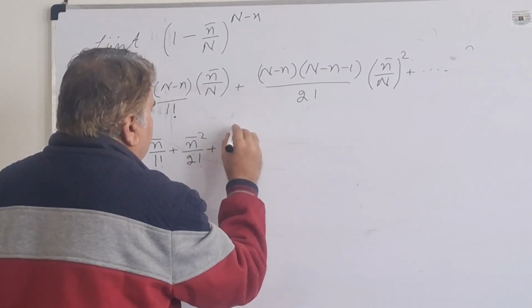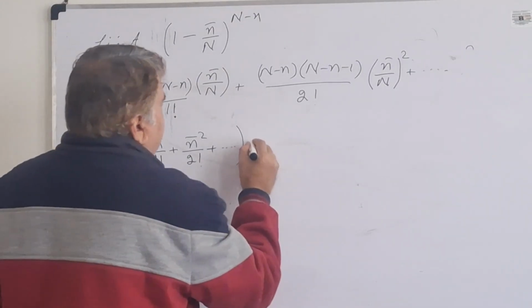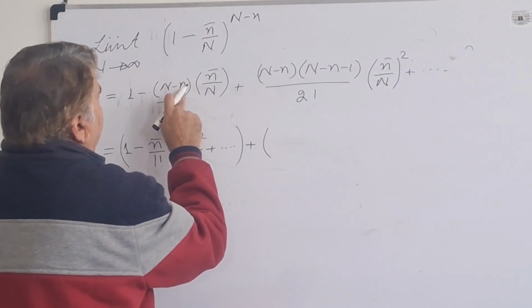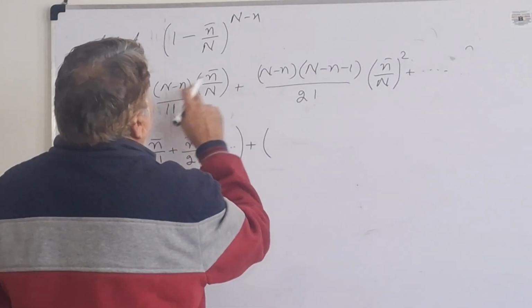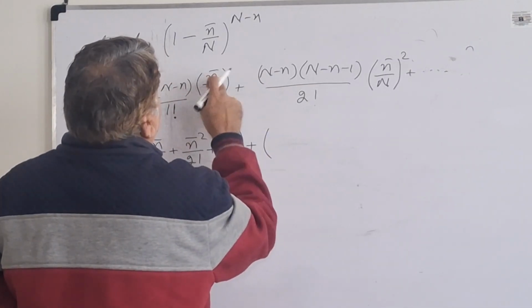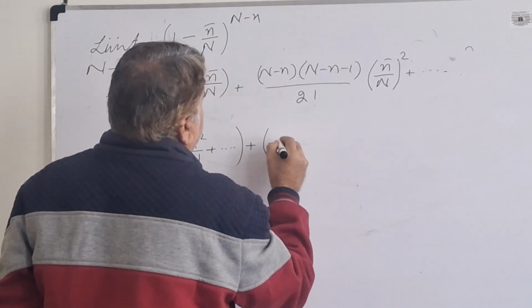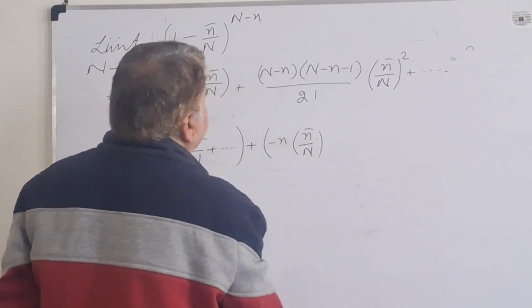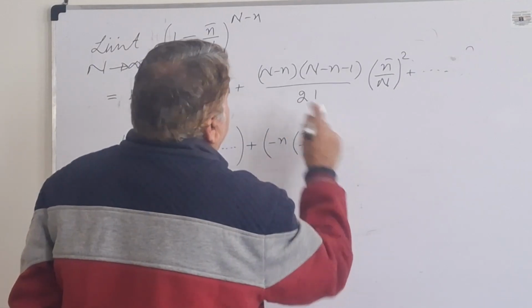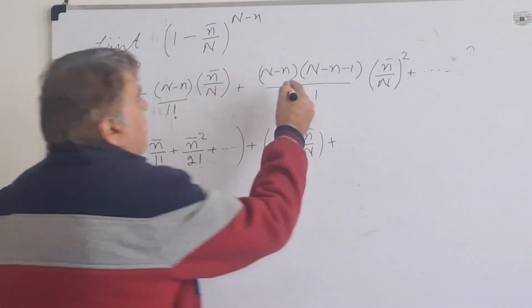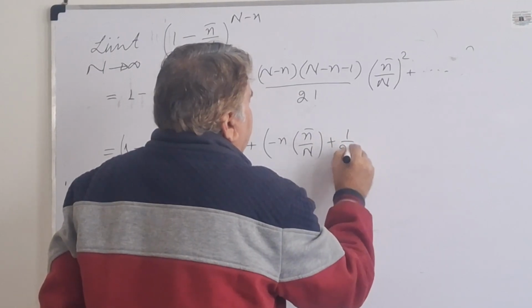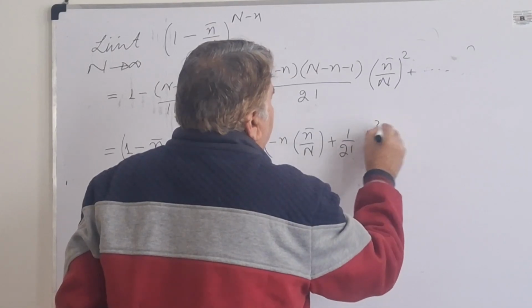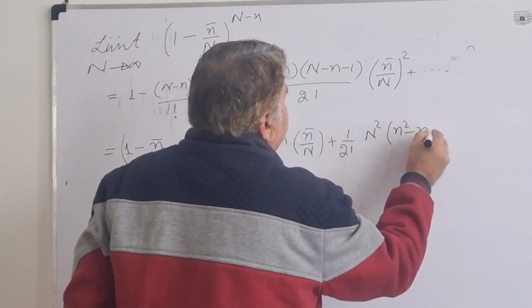If I keep on calculating, I'll get something like this, and then I will get the term corresponding to the small n, and that small n would give me minus n into this. So I'll write this as minus n into n average divided by n. And similarly, I can write a term for this. And from this, if I open this up, I can write 1 over 2 factorial into capital N squared into n squared minus n plus 1.